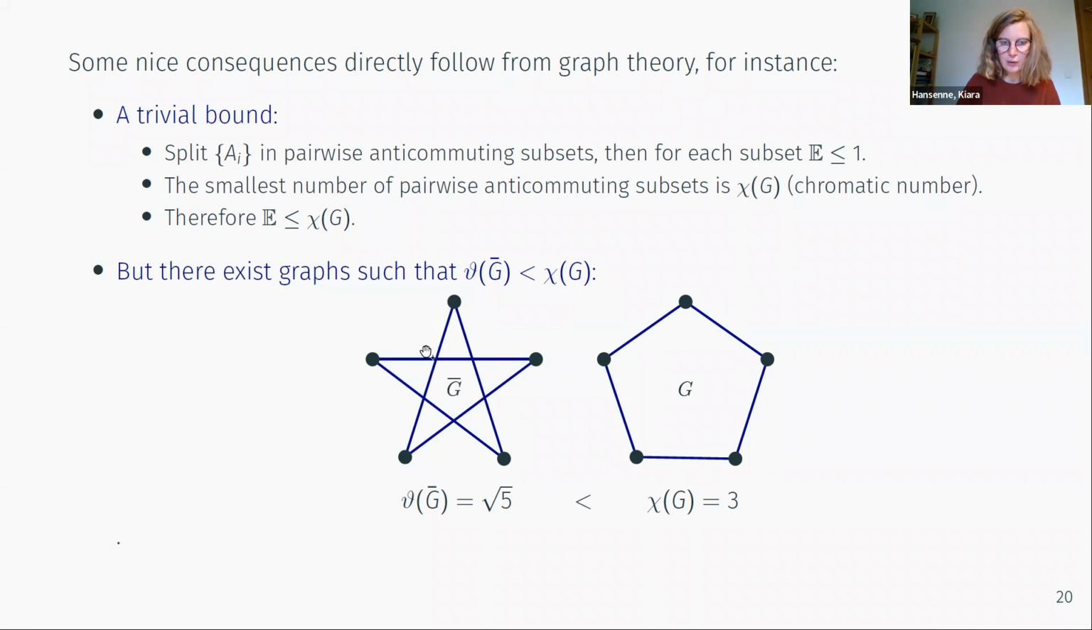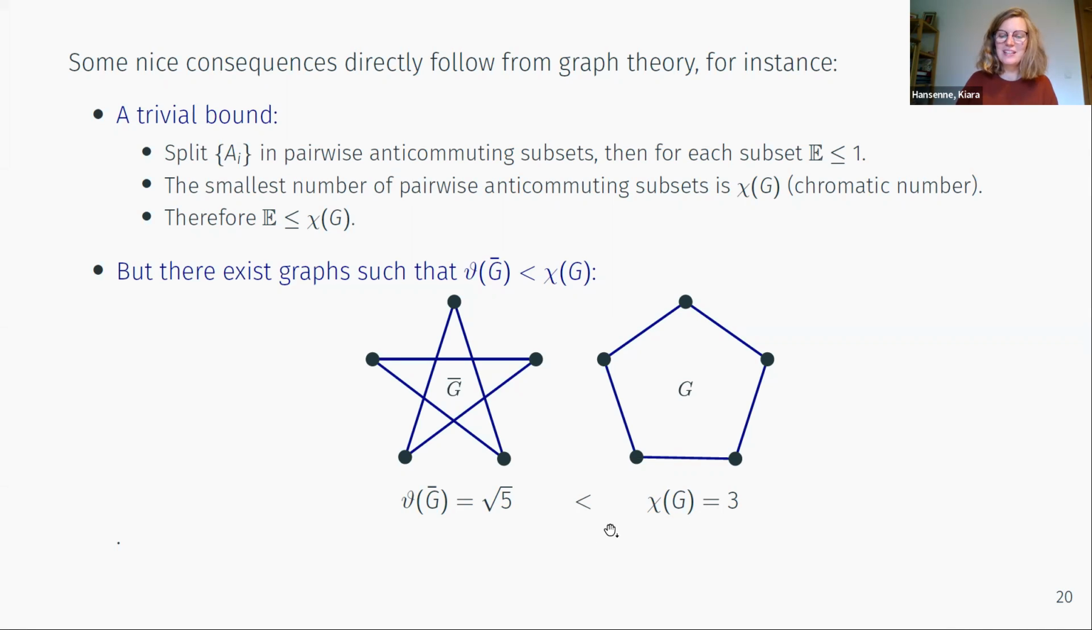For example, if we now have the pentagon again, so this is the anti-commutativity graph, meaning the observables are going to have these anti-commutativity relations. Well, then the Lovász number of this graph is equal to square root of 5. If we now take the complement, so the complement of this pentagon, this star here is going to be also a pentagon. The chromatic number of this graph is now 3. So we need 3 colors to color this such that no adjacent vertices have the same color. And you see that those quantities are, well, not the same.